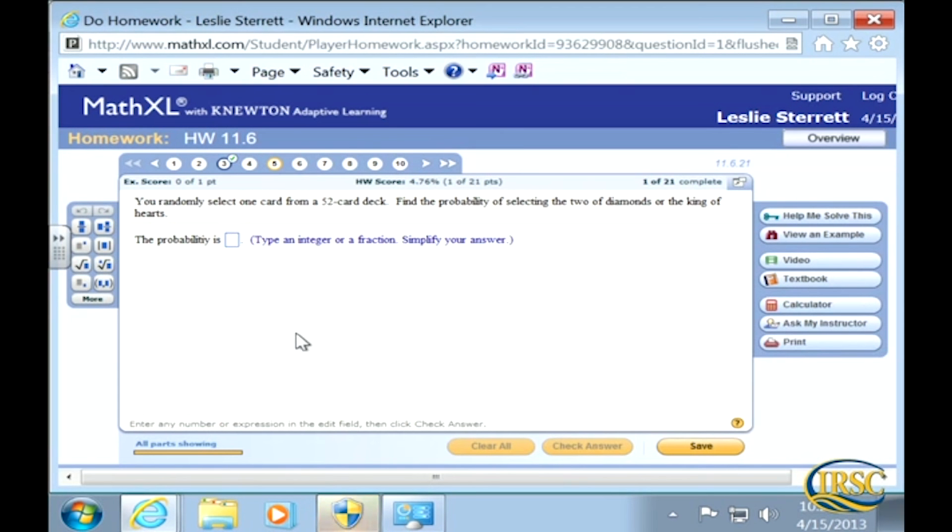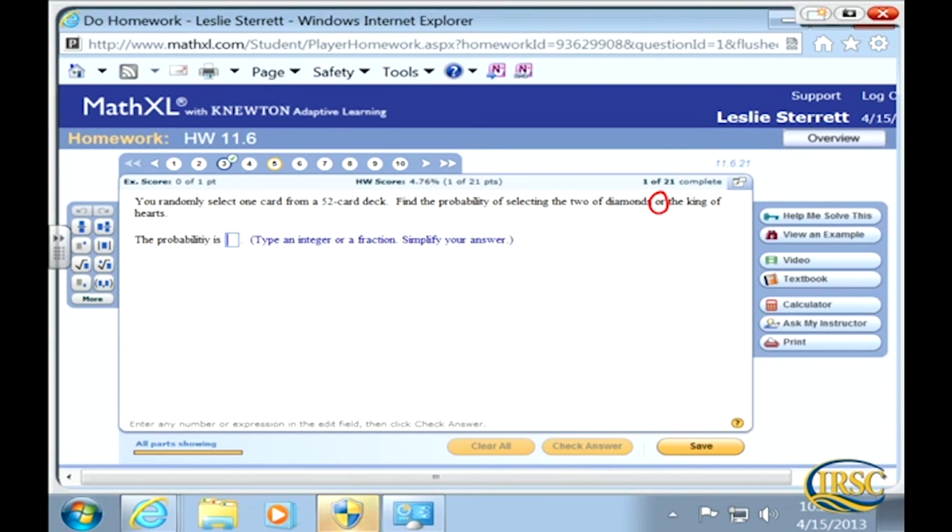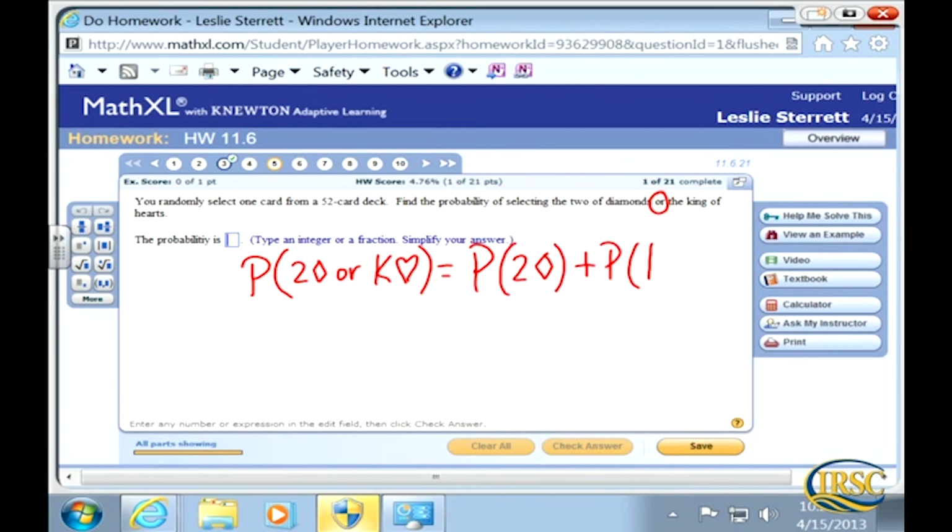Okay, you randomly select one card from a 52-card deck. Find the probability of selecting the 2 of diamonds or the king of hearts. What's the key word in this problem? Or. Okay, so whenever you see an or problem, you have to ask yourself, is it possible for these two things to happen at the same time? No is correct. So you're saying, can I draw one card and get a 2 of diamonds and a king of hearts at the same time? No. So therefore, you are just adding your 2 probabilities. You don't have to worry about also subtracting. So the probability of a 2 of diamonds or a king of hearts means we're just finding the probability of a 2 of diamonds plus the probability of a king of hearts.